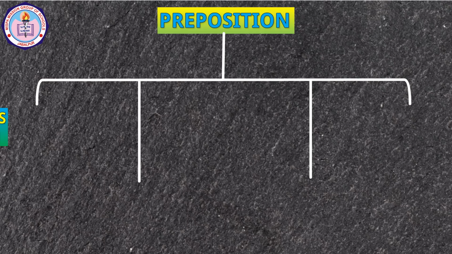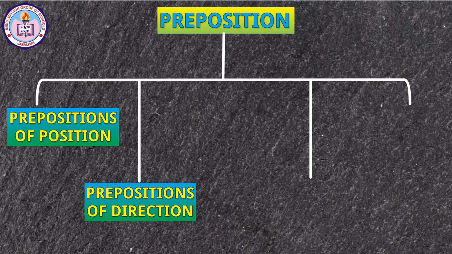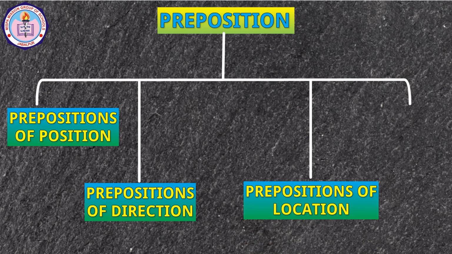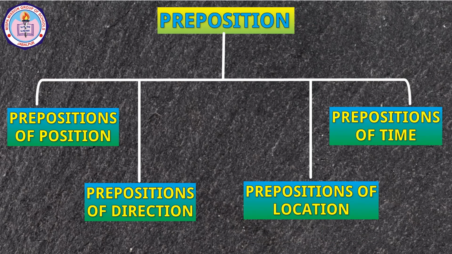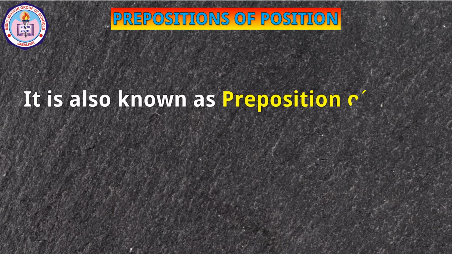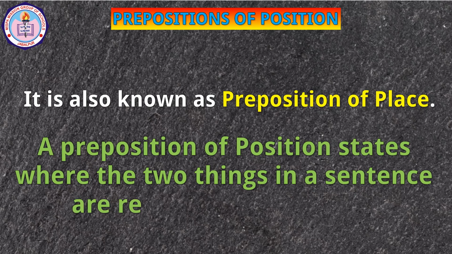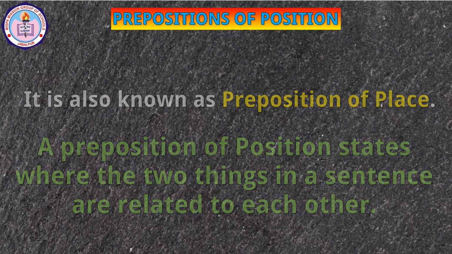There are 4 types of prepositions: Preposition of Position, Preposition of Direction, Preposition of Location, and Preposition of Time. Let us see what Preposition of Position is. It is also known as Preposition of Place. A preposition of position states where the two things in a sentence are related to each other. These are the prepositions of position.